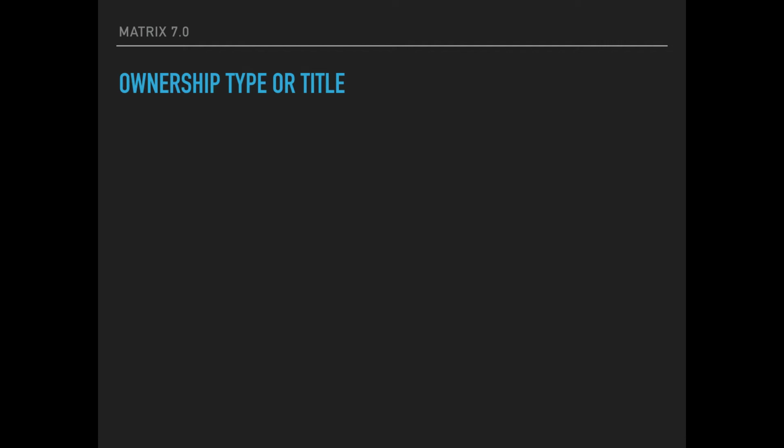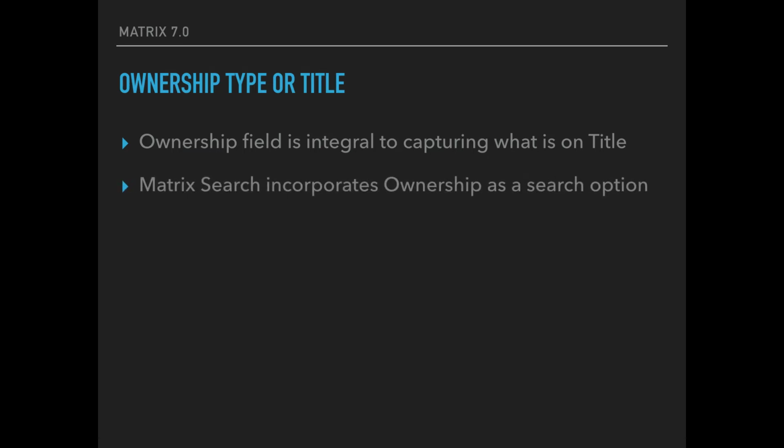With Matrix 7, there will no longer be separate areas when entering listing data or searching for condo or non-condo listings. All residential listings will be entered and searched under one input and search page. So once Matrix 7 is launched, you will find that the ownership field will be a significant field that is used for capturing what is on title. This is true on the input side of listings, but also the ownership title is an important element when searching for listings. Our new data input forms that will be coming out at the same time as Matrix 7 goes live will be asking for this information.